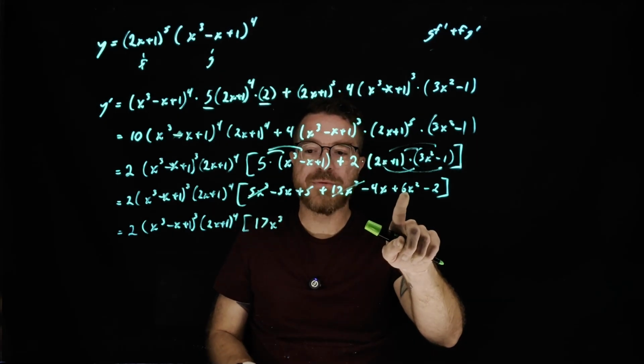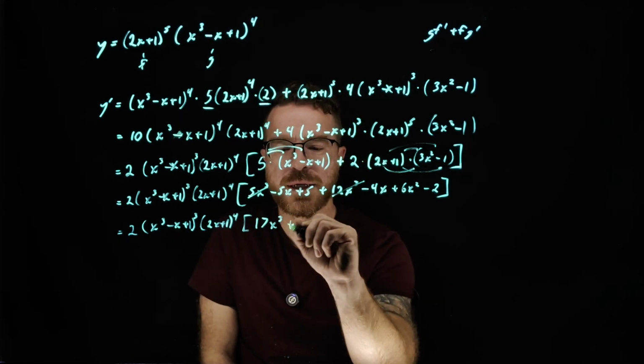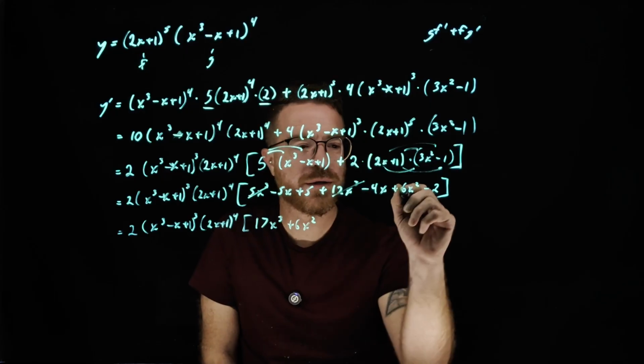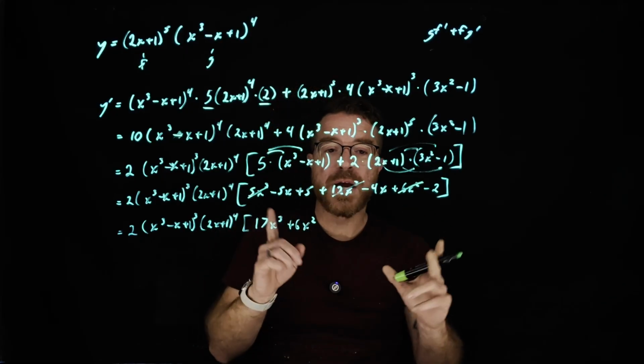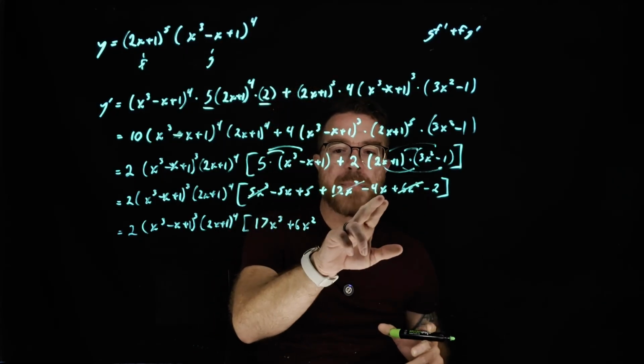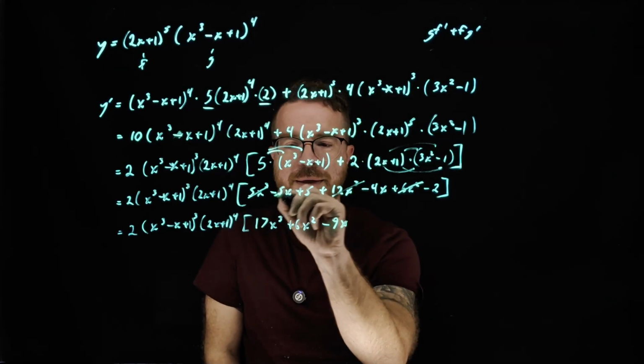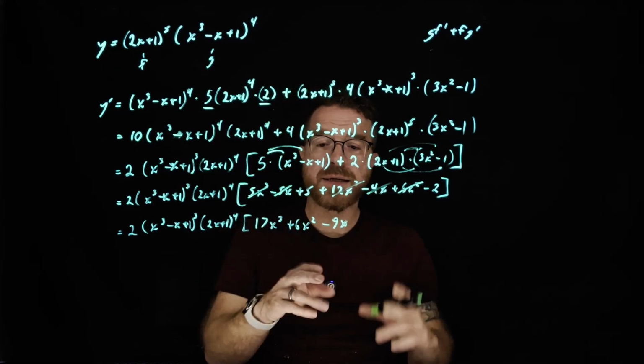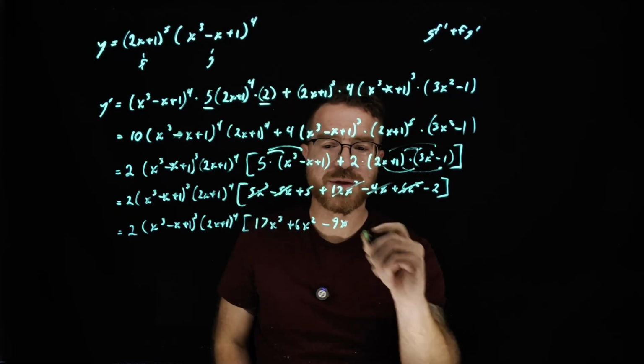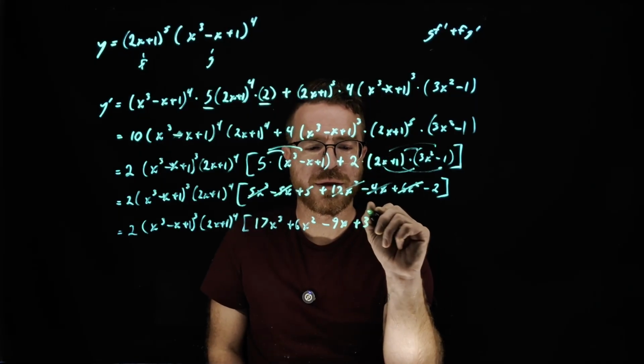Well, it looks like I only have the 1x squared, which is going to be plus 6x squared. So that's this term. Now we're going to look for our x terms. Minus 5x minus 4x is going to give me minus 9x. And now I'm going to look at my constants. 5 minus 2 is going to be plus 3.